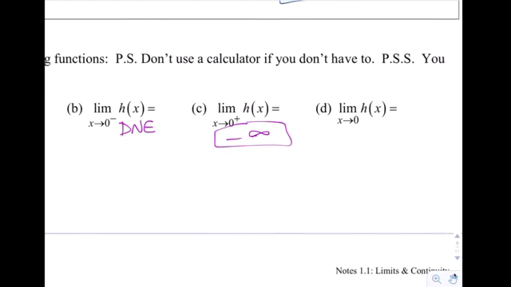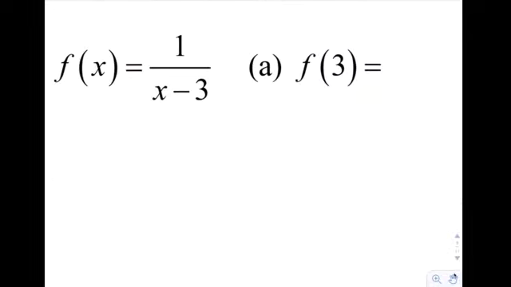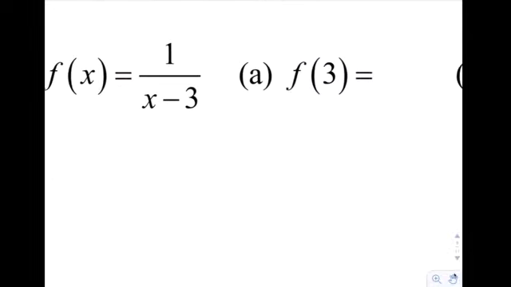Then what can we say about the general limit if from the left it's DNE and from the right it's a different kind of DNE? You have to say DNE, right. The only time you can say anything about the general limit, even if it doesn't exist, is if it's uniform behavior on both sides, whether they're approaching the same finite number or the same type of infinity. Otherwise, you have to say DNE. All right, so that one was pretty easy. 1 over x minus 3. What is f of 3?